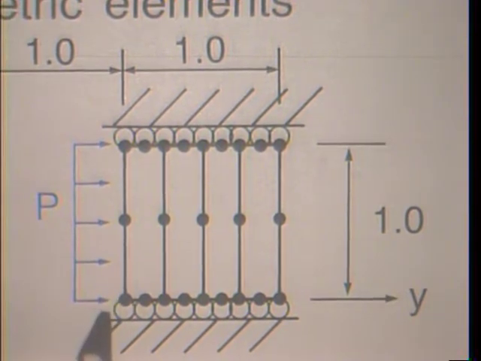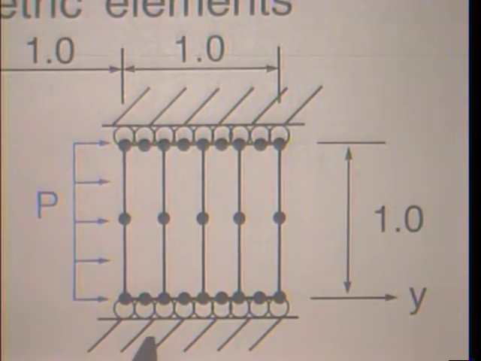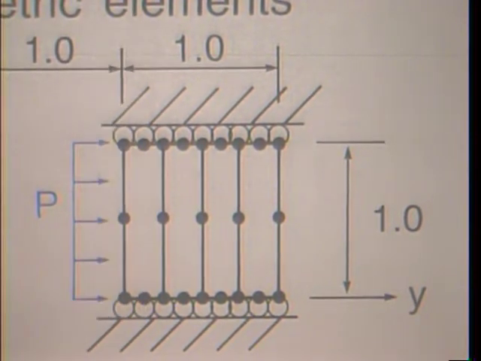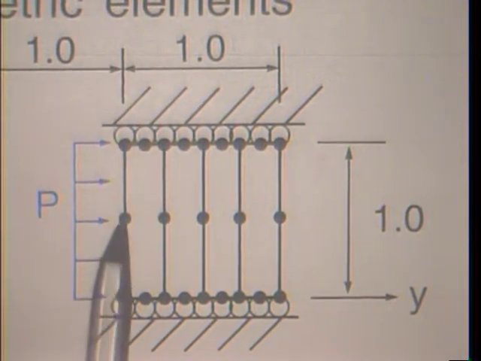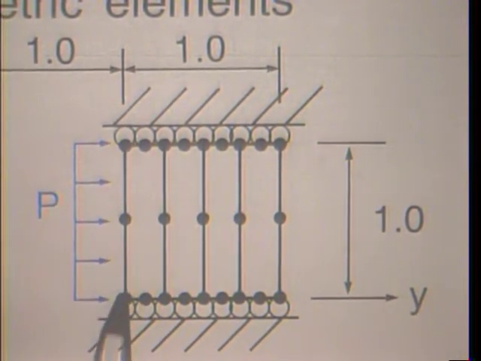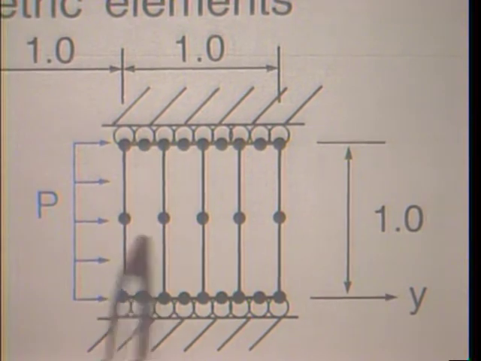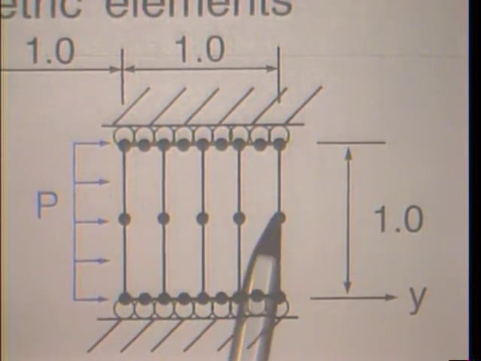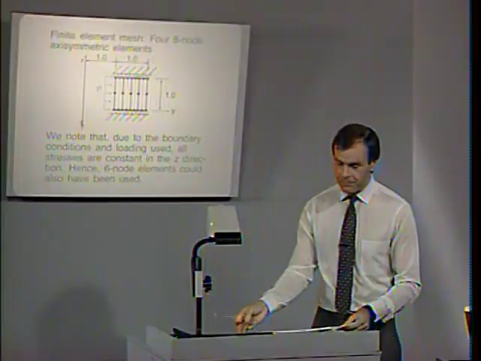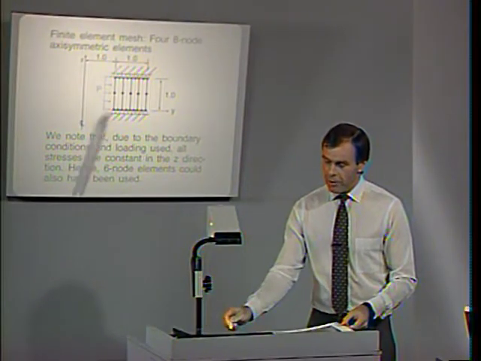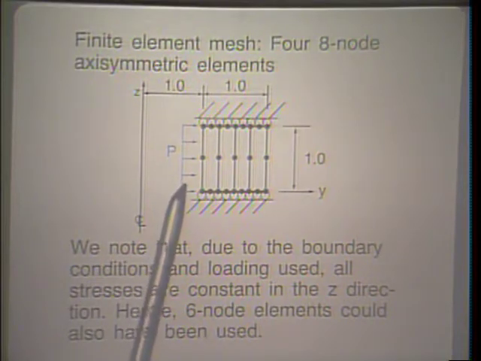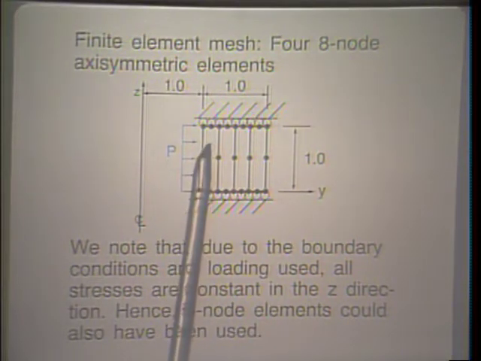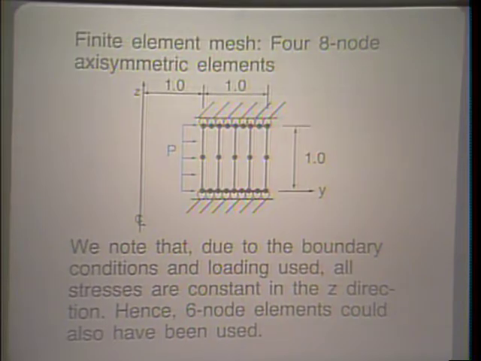The response of the cylinder is such that the same stress condition is obtained throughout the length of the cylinder. There's no variation in stresses along the length of the cylinder, and for that reason we could actually have analyzed the structure with 6 noded elements. In other words, we could have dispensed with these nodes here. The internal pressure is shown here, to which the cylinder is subjected. And once again, we want to predict the ultimate load of this cylinder.